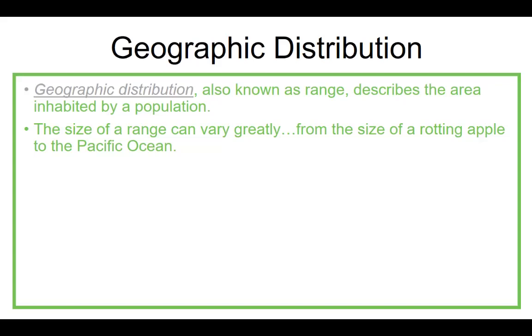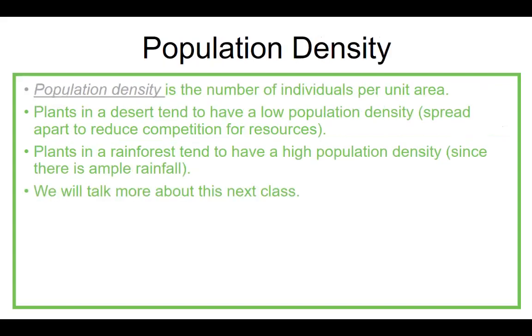And ranges can vary tremendously. The size of a range could be a rotting apple for a worm that may live in it, to the size of the Pacific Ocean if we're dealing with a whale, for example. How many individuals within that range gets us to the next characteristic, which is population density.